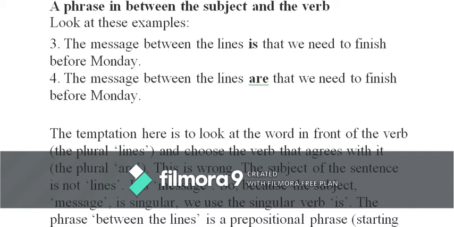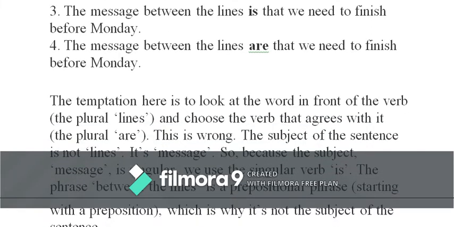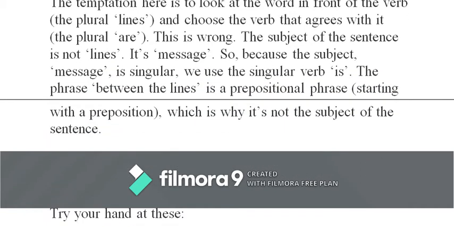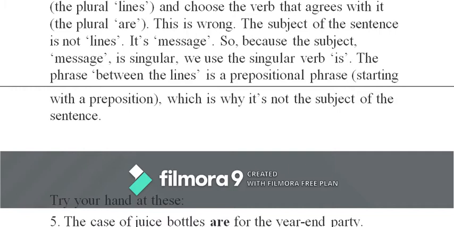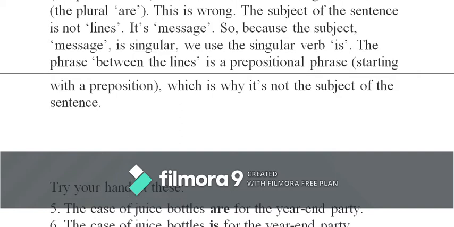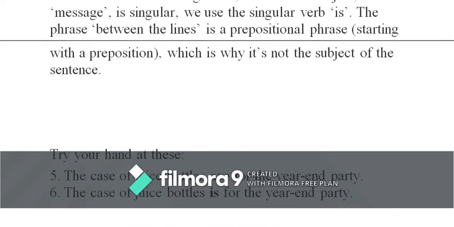I think we are beginning to understand subject-verb agreement now. We have understood one singular subject agreeing to its verb, and we have also understood a subject with a prepositional phrase, which does not disturb the subject-verb agreement. Now let us try your hand at this. The case of juice bottles are for the year-end party.